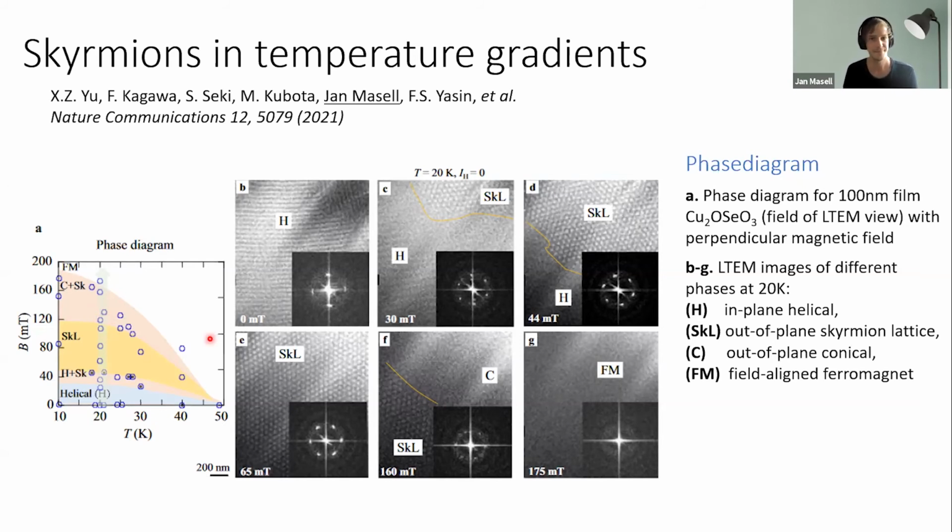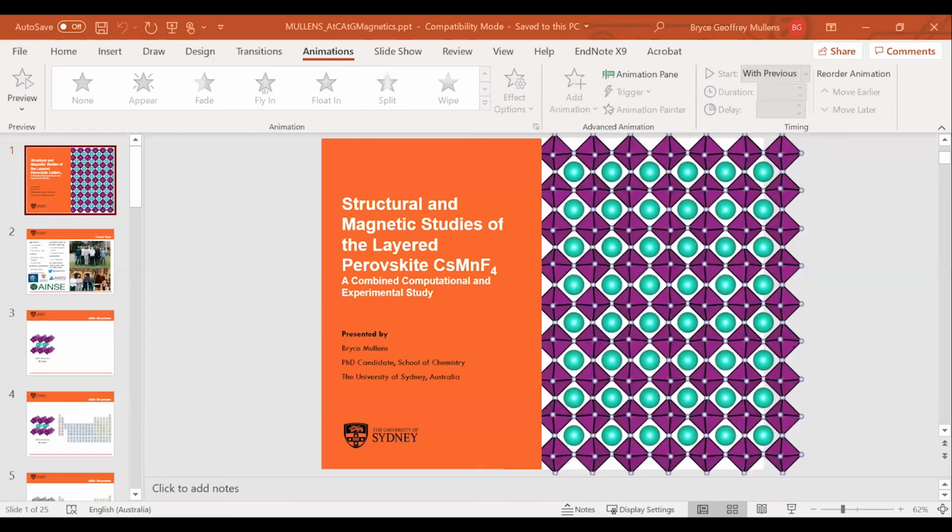Okay, now it's time to move on to the next talk. So the next talk is given by Bryce Mullens from the University of Sydney in Australia. His talk is Structural and Magnetic Studies of the Layered Perovskite, a combined experimental and computational study. Okay, Bryce? Wonderful. Thank you very much for that kind introduction.